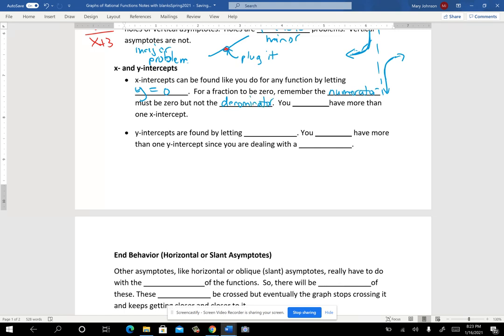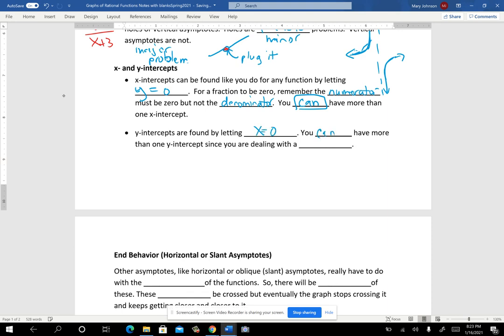Okay. You can have more than one x-intercept. You can have bunches of those. Okay. Now, y-intercepts are found by letting x equal 0.